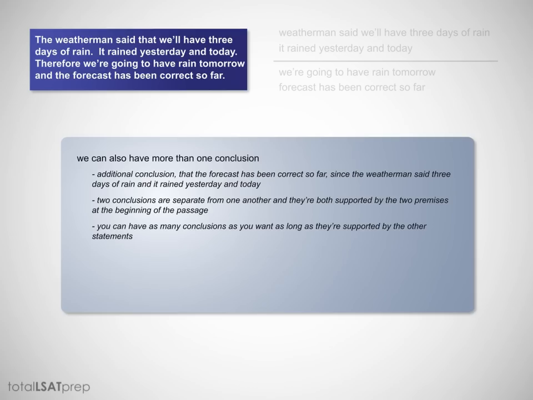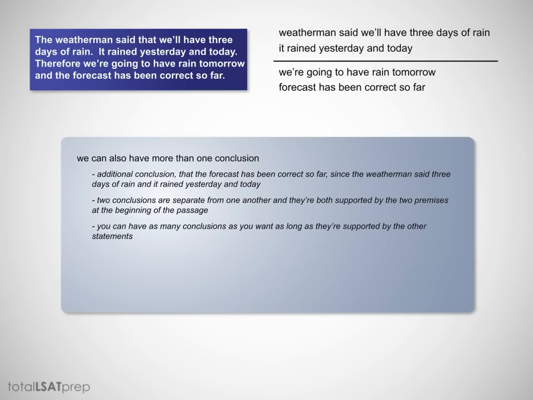So the way we would diagram that is we would have the 2 premises, the line, and then underneath we would have the 2 conclusions. So here we have the 2 premises and the 2 conclusions. The 2 premises support the 2 conclusions independently. You can have a complete argument with the 2 premises and either one of the conclusions.